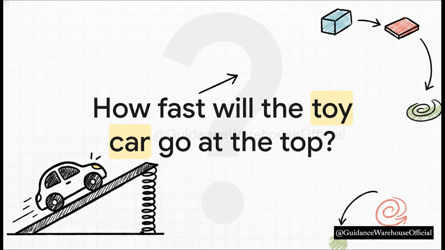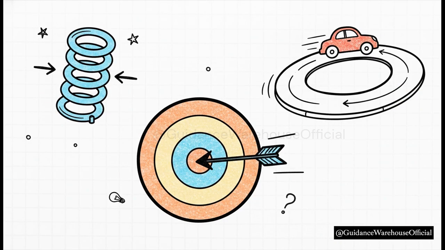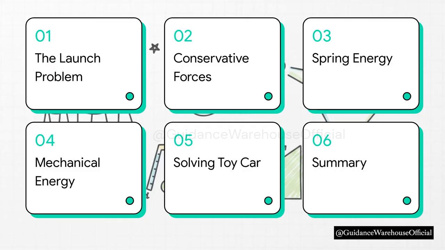Let's dive right in. By the end of this explainer, you're going to understand the core concept of conservative forces, the exact formula behind spring energy, and most importantly, how to apply the conservation of mechanical energy to solve real examples, just like our toy car scenario. Here's our roadmap for today. We'll start with the launch problem, move on to conservative forces and spring energy, unlock that mechanical energy conservation cheat code, and then finally solve the toy car problem.